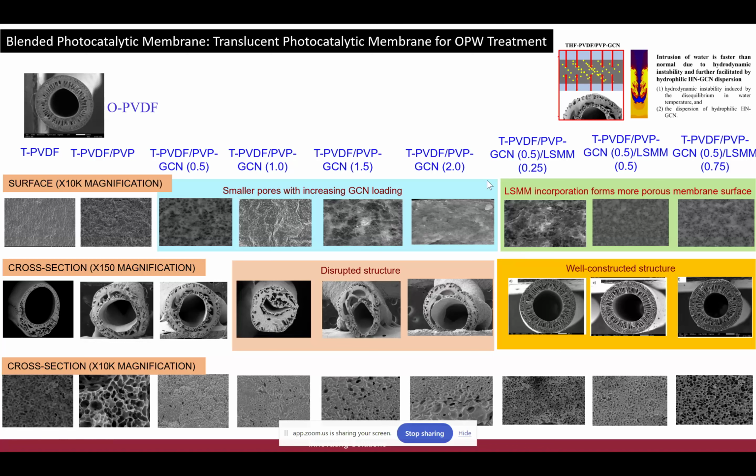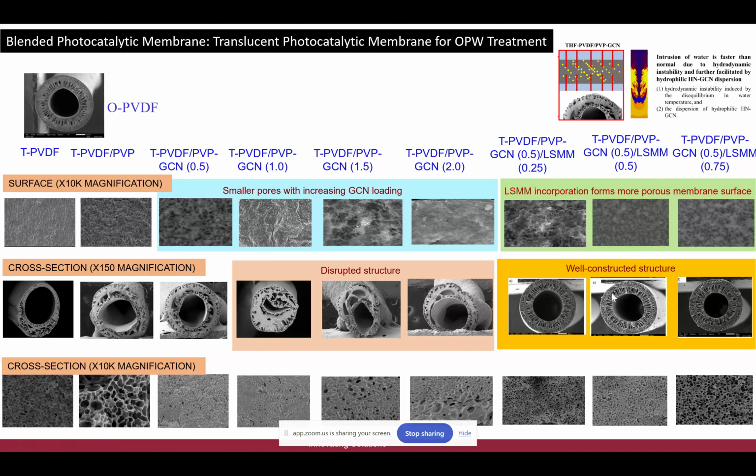As you can see, the addition of the GCN has shown a disrupted structure due to the unstable water intrusion that was further developed by the non-homogeneous distribution of the hydrophilic GCN. And then interestingly, when we add the LSMM, you can see a well-constructed membrane structure was obtained that is similar to the opaque membrane.